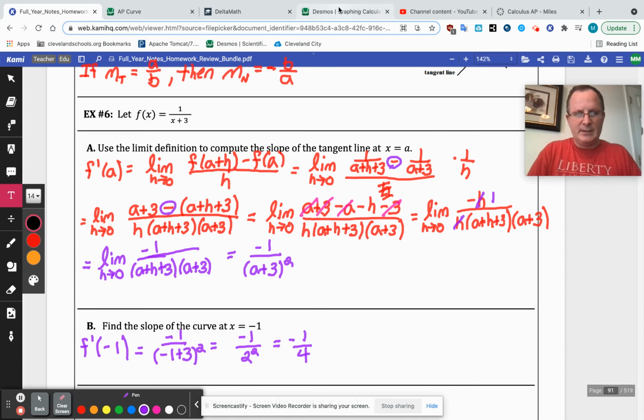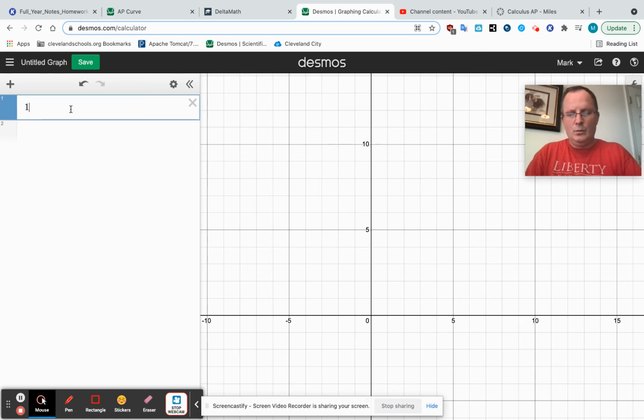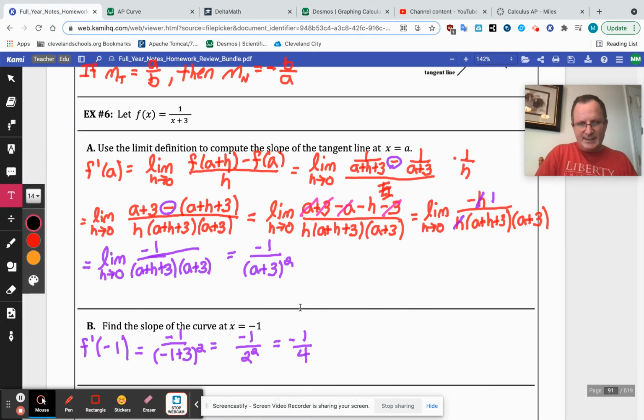So here with Desmos, 1 over x plus 3. So I need 1 over x plus 3. And at negative 1, we're right here. Yeah. All right, that looks pretty good. And so at that moment, that line right there, that tangent line, indeed, has a negative slope. It's definitely fractional, definitely less than 1. And so negative 1/4 does make sense. All right. Well, what's next?